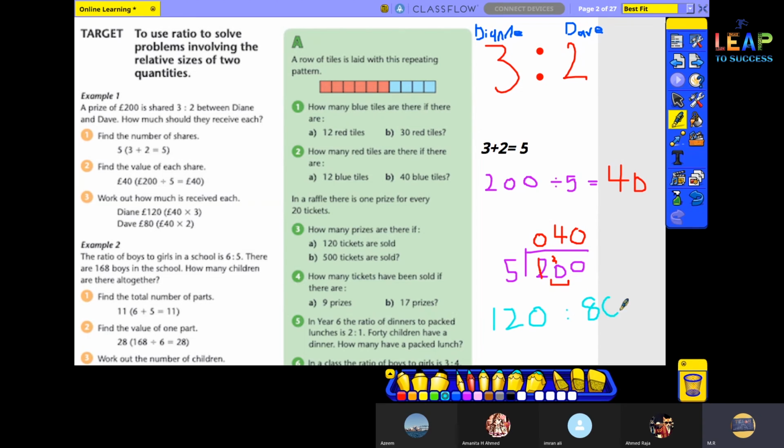Now another way to check that you are correct is that you add up the two totals that you've got, 120 add 80, and it should give you the total amount that you're after, which in this case is 200. Okay, and that's a good way to double check that you've got the right amounts.